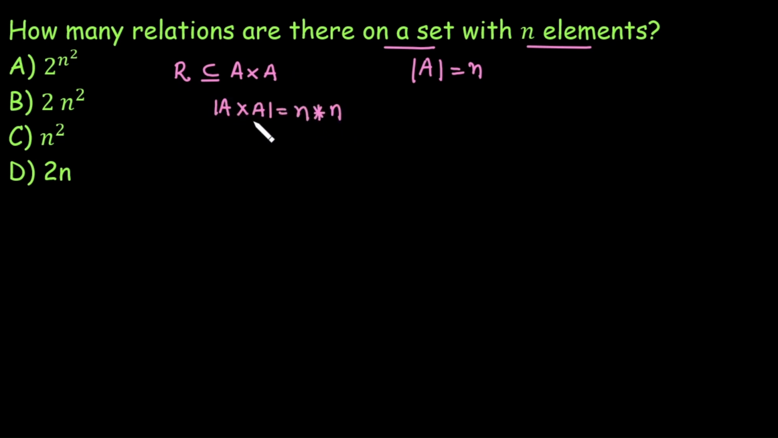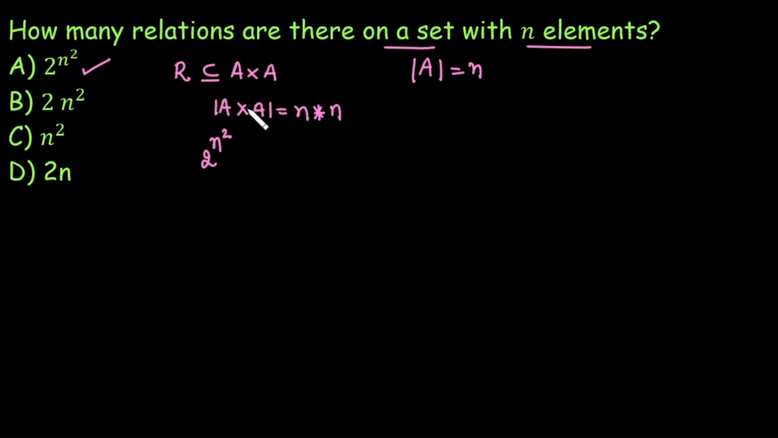Now we need to count the subsets. Each of these elements may be part of the set or may not, which means two possibilities. So the total number of subsets is 2 raised to power n square, or we can say that the total number of relations on the set is 2 raised to power n square. This is one way to attempt this question.